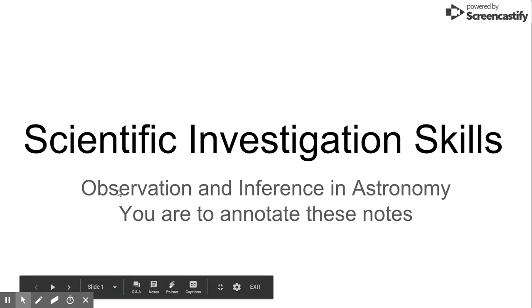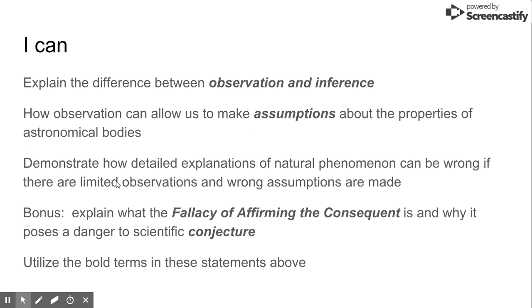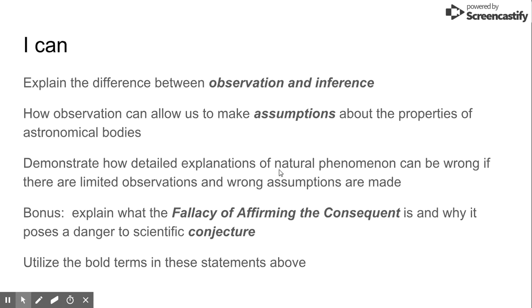This is scientific investigation skills related to astronomy. This is a general purpose lesson in logic, not in memorizing a bunch of terms. So while it is a very long slideshow, there's actually very little you have to take away from this. The main thing is I want you to be able to tell me the difference between observation and inference, to be able to discuss the word assumption, conjecture. Fallacy of affirming the consequent is not required to remember, but observation and inference will definitely be quizzed on.